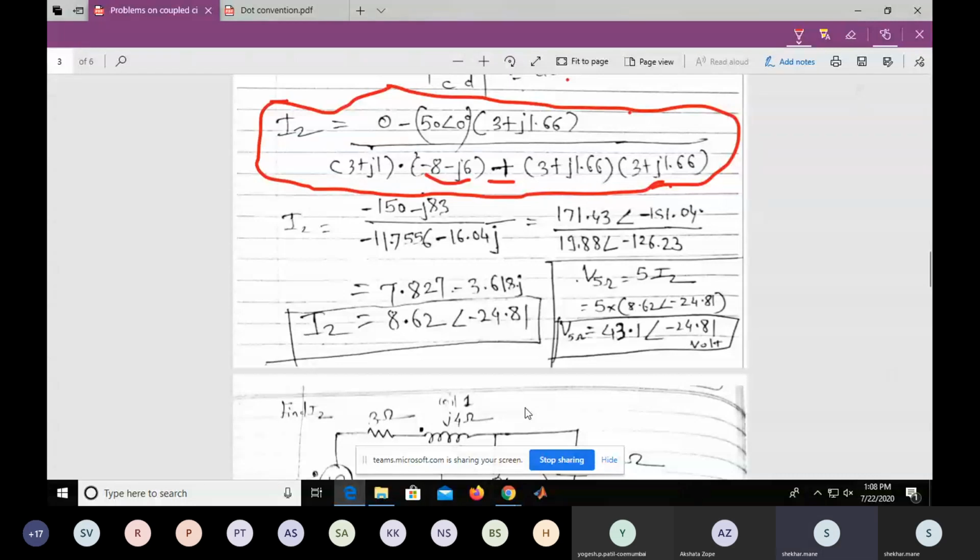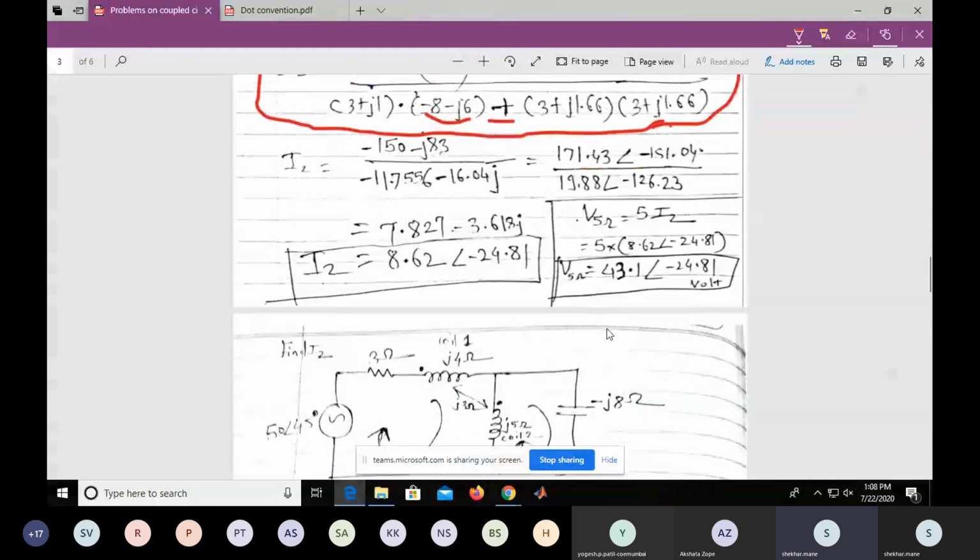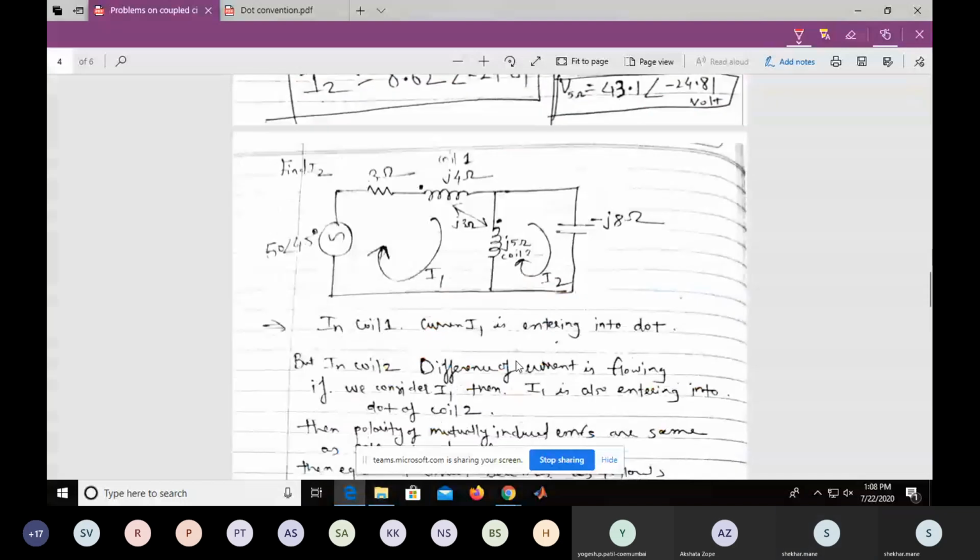So have you understood this problem? Yes, sir. Okay. All of you go through this PDF after your lecture. Just see once again.